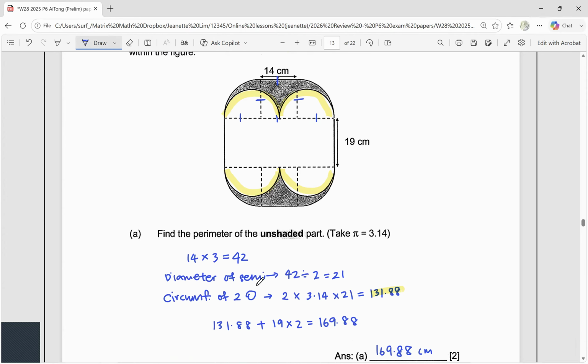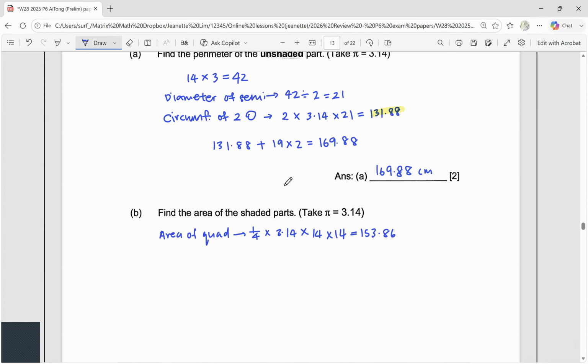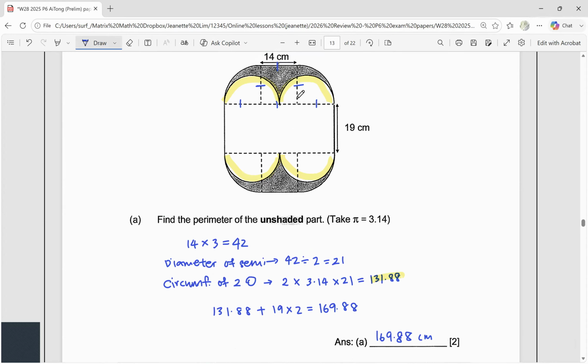Okay, then actually we can also find the whole circle straight away, right? Then after that you minus the, no, sorry, then you add the 2 squares. Okay, never mind. Let's add the 2 squares first. 14 times 14, area of square, equals 196. We find the top first, then after that we times 2. Here the top is 2 quadrants and 1 square.